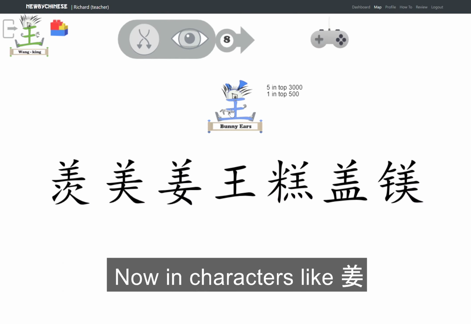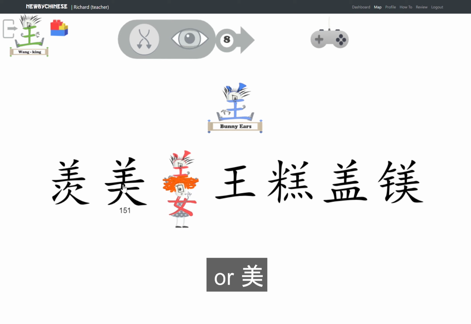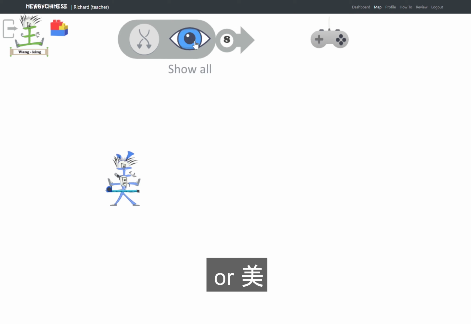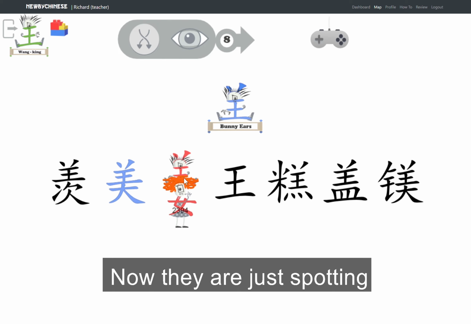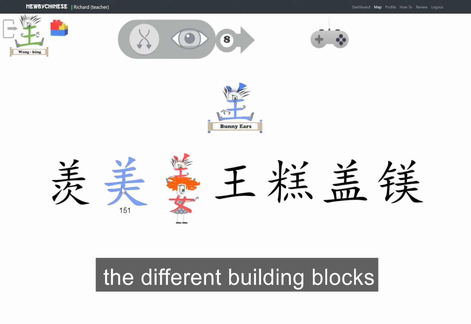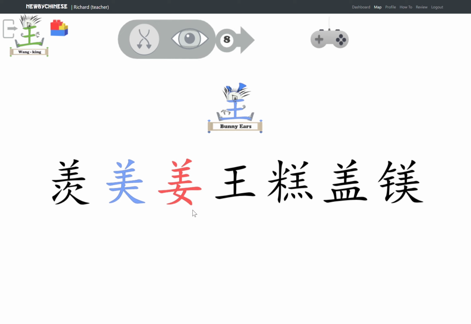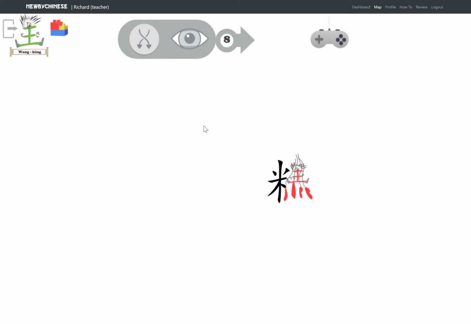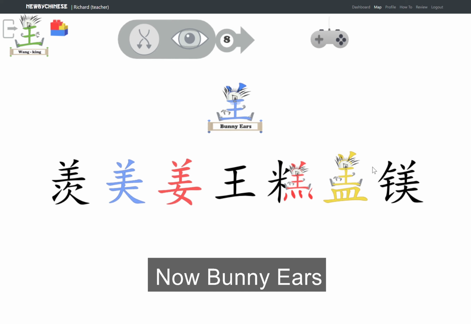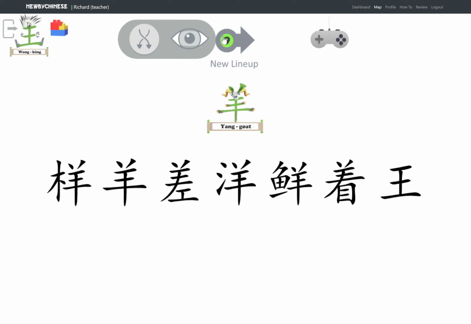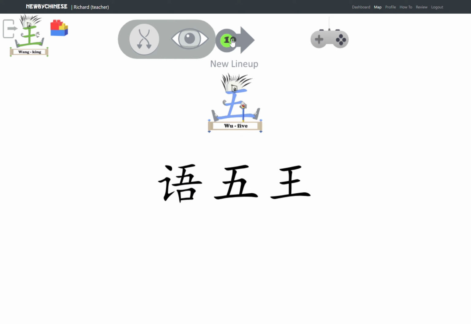Okay, so now in things like ginger or American, or beautiful, they're just spotting the difference between the visual building blocks, da and nu. And as they build up their ability, cake, to cover, all of a sudden this has a value. Now, and with goat and with 5.